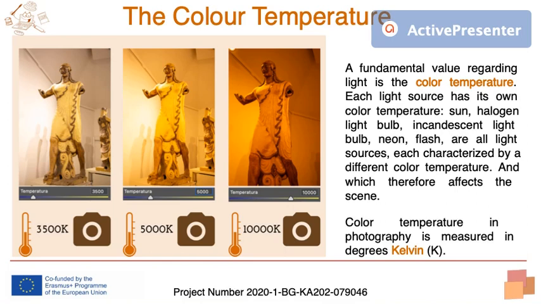Color temperature in photography is measured in degrees Kelvin, K. The color temperature scale visible to the human eye ranges from 1700 degrees Kelvin to 12,000 degrees Kelvin. At higher Kelvin temperatures, the color temperature is cooler. The light from a 5000 degrees Kelvin flash is cool. At lower Kelvin temperatures, the color temperature is warmer. For example, a candle has a color temperature of 1000 degrees Kelvin, but its light is warm.